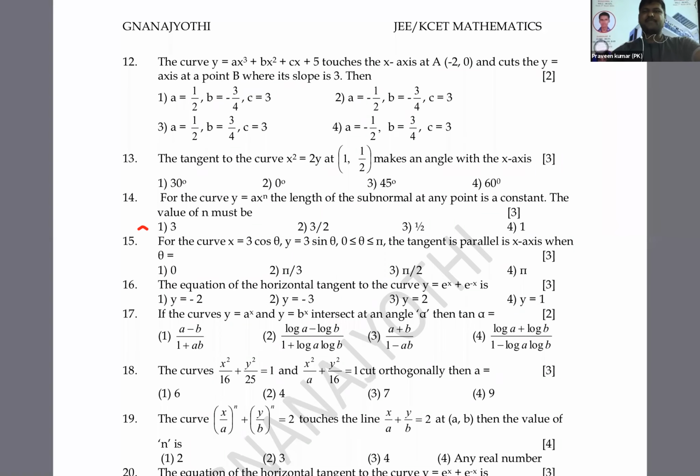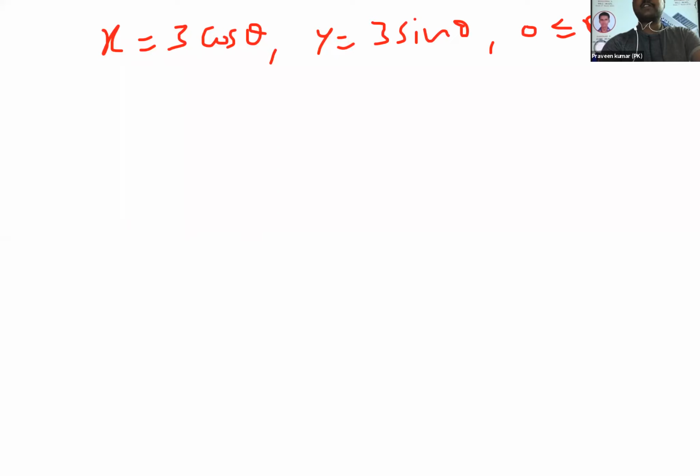Question number 15. For the curve x equals 3 cos theta, y equals 3 sin theta, 0 less than or equal to theta less than or equal to pi, the tangent is parallel to the x-axis. Tangent parallel to the x-axis means slope becomes 0. So you can find dy by dx and equate it to 0. Okay. x equals 3 cos theta, y equals 3 sin theta, and the given condition is 0 less than or equal to theta less than or equal to pi.